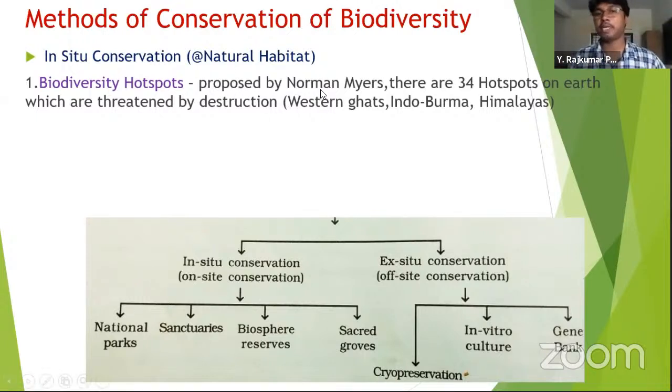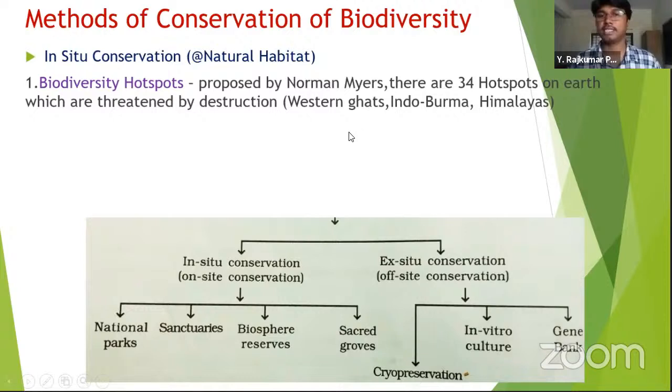You can see it is proposed by Norman Myers, a scientist. He has proposed this idea of biodiversity hotspots. There are around 34 hotspots on Earth which are threatened by destruction. So they are rapidly getting destroyed. That's why they are identified and being protected. Some of the examples are Western Ghats of India, Indo-Burma region, and Himalayas of India. So these are the regions where the biodiversity is getting decreased, and hence they are identified as hotspots.